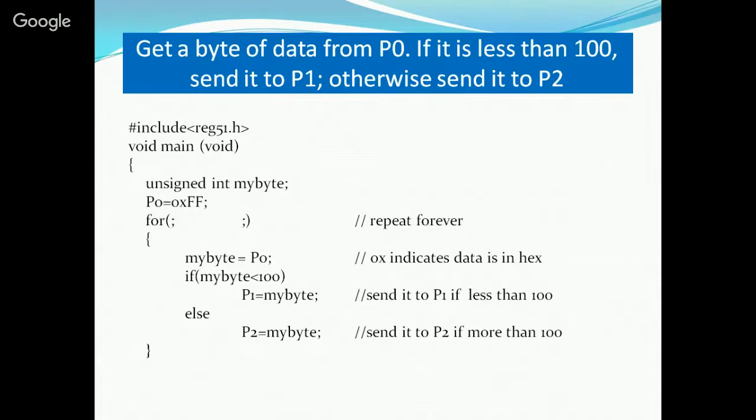A byte of data has come and its name is mybyte, and the empty for loop is for repeating forever. From P0 the data is coming, I send this value to the mybyte variable, and then I compare it. If mybyte is less than 100 then P1 is equal to mybyte, else P2 is equal to mybyte. Now my question to you is, I have deliberately made an error in this program.